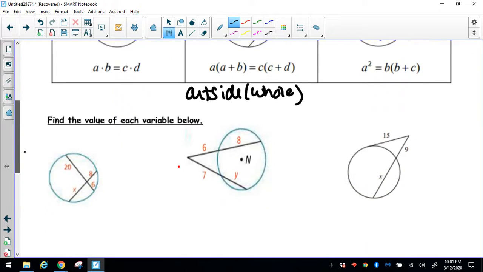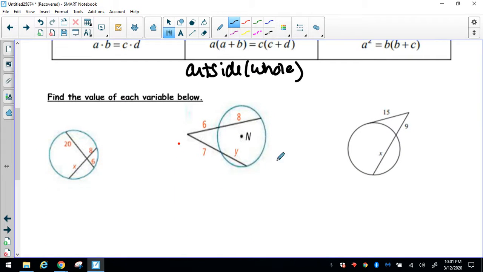So take a look down here at this middle one. We're going to use this outside times whole idea. If I'm looking at my top line segment, the outside piece is 6. So I'm going to do 6 times, and then it says whole. This piece is 6, this piece is 8. When you put those together, you get 14. So I'm going to do 6 times 14 equals.